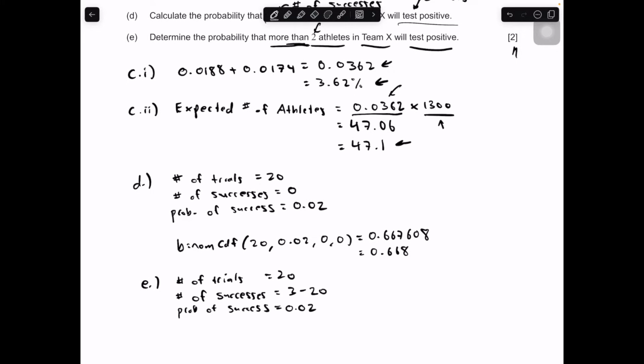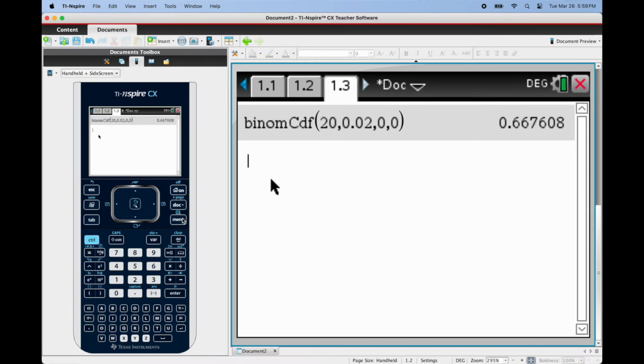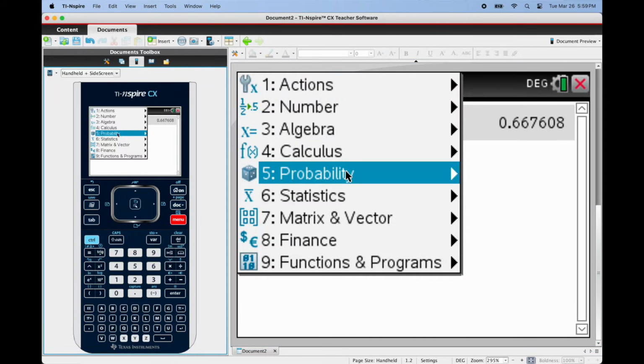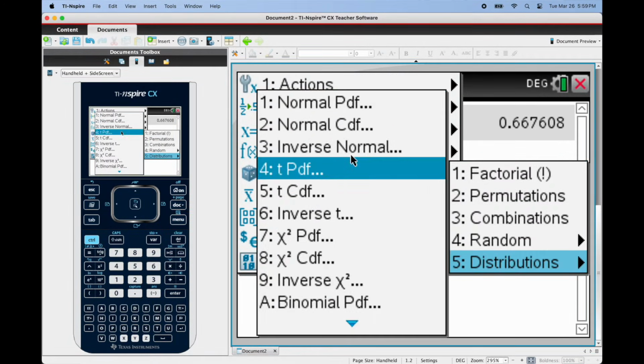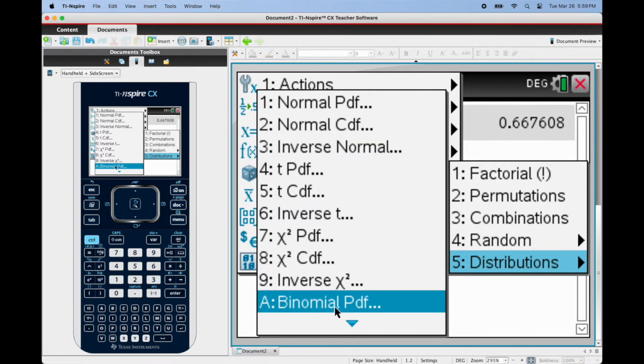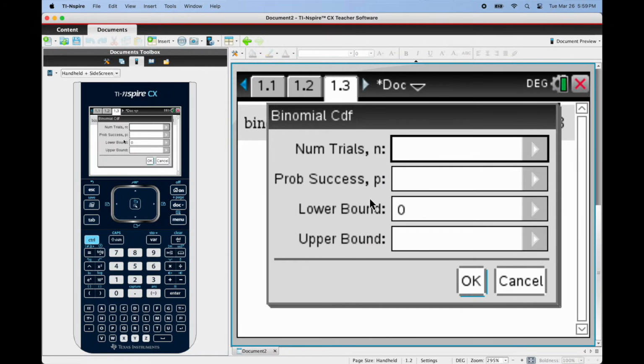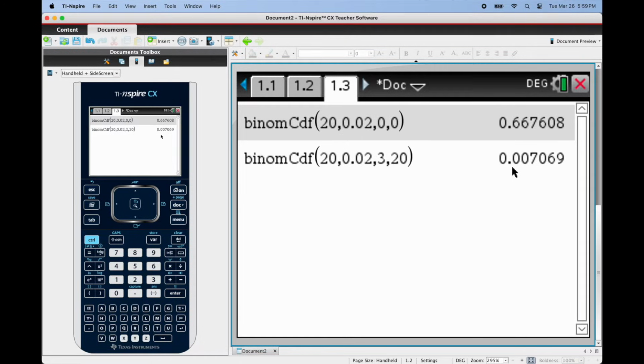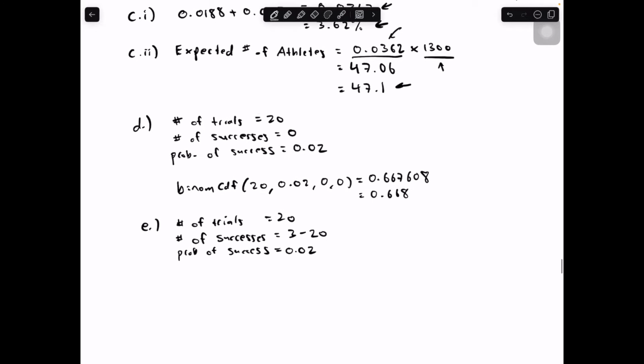So let's go back to the calculator. Menu, probability, distributions, binomial CDF, 20 athletes once again, chance of testing positive 0.02. What's the chance that between 3 and 20 athletes test positive? In this case, a rather small number. Looks like 0.007069. So let's go back to the document and write this out.